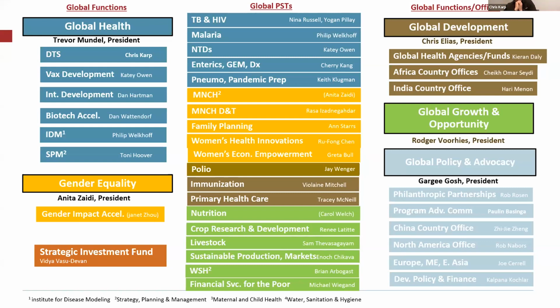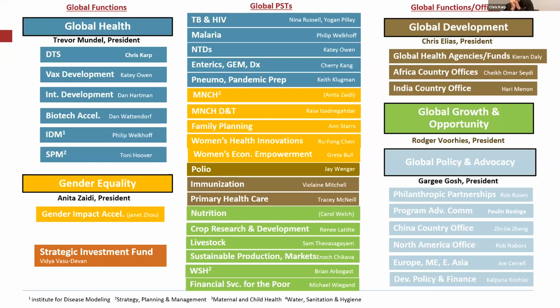There's a vaccine development group, a drug development group that has the regulatory function labeled integrated development here, a very upstream DARPA-ish biotech scanning group called the Biotech Accelerator, a large group of modelers, the Institute for Disease Modeling, which is incredibly helpful to us, and a strategy planning management group. In the more downstream space, in global development, for example, there is the global health agencies and funds, as well as primary healthcare and immunization. There are country and regional offices.